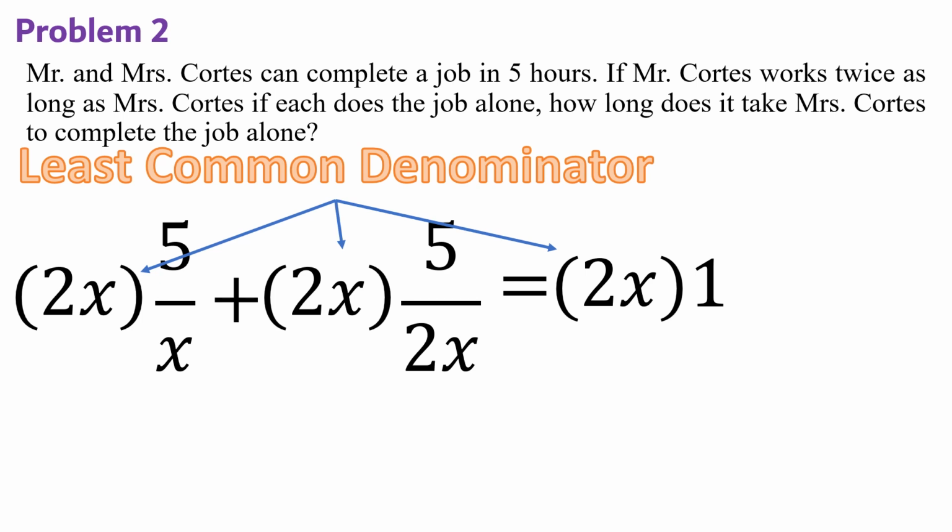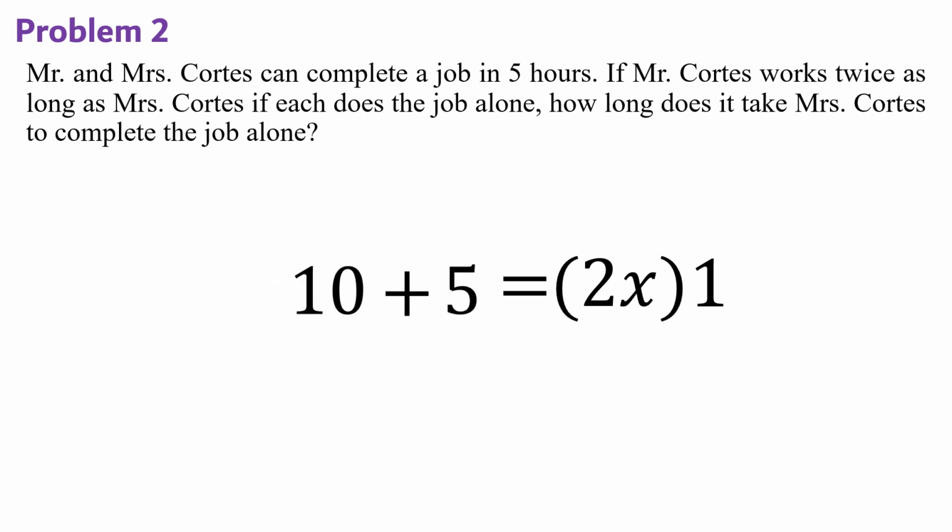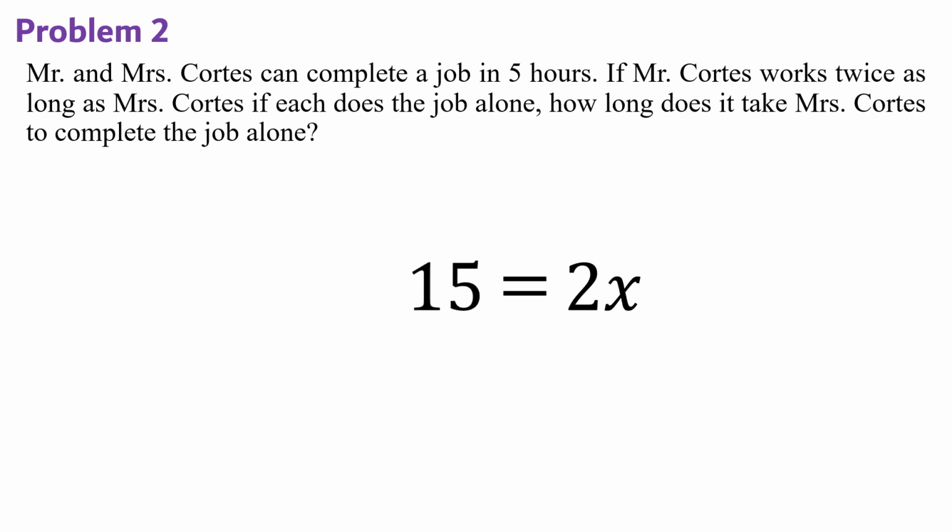Alright, so let's continue. 2x times 5 over x will be 10. 2x times 5 over 2x, 2x will be cancelled, so what's left is 5. And then 2x times 1 is 2x. Next, we can combine now 10 and 5. 10 plus 5 is 15. So it is now 15 equals 2x.